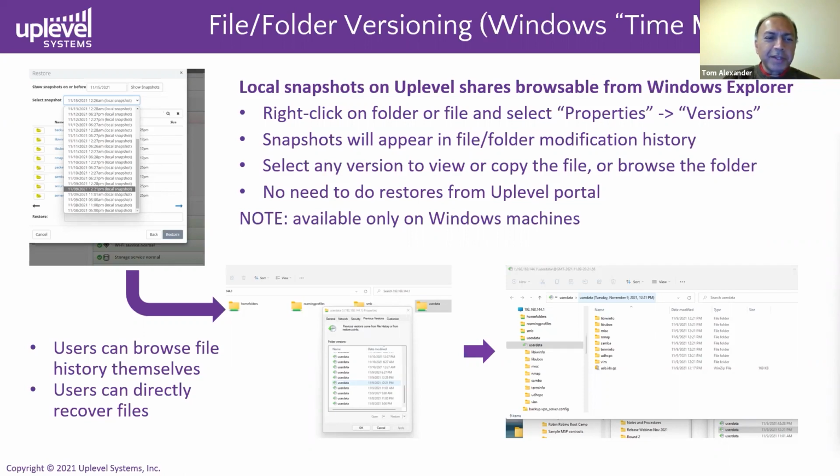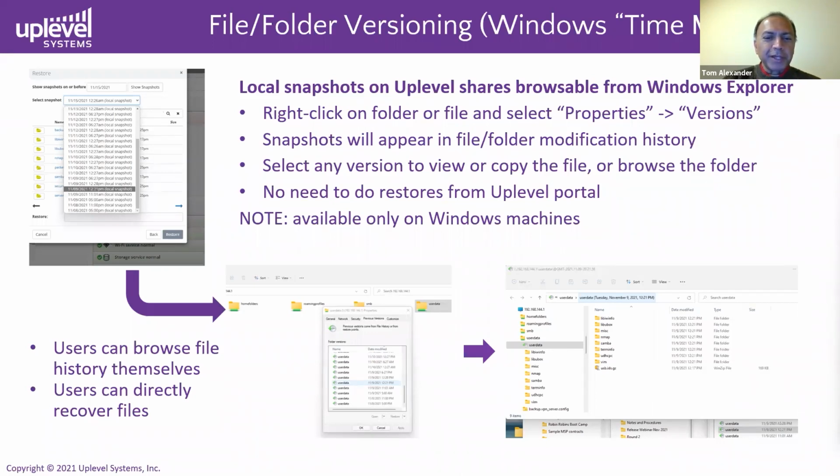Instead, your users can now browse the file history themselves using Windows Explorer on the shares directly. All the user needs to do is go to the share, assuming they have access to it, of course, right-click on it, and select Properties. Under Properties, you'll see a tab called Previous Versions. Again, this is all Explorer, no Uplevel UI required. You can scroll up and down through the versions. Each version is a snapshot.